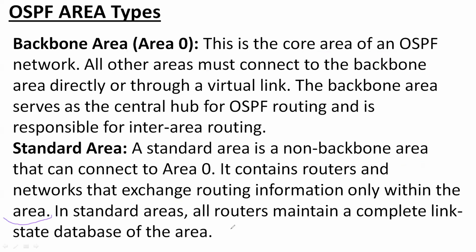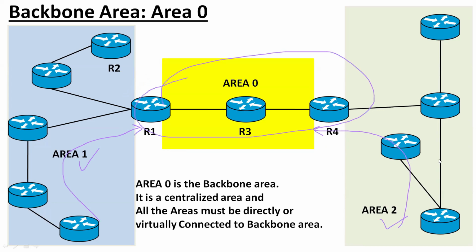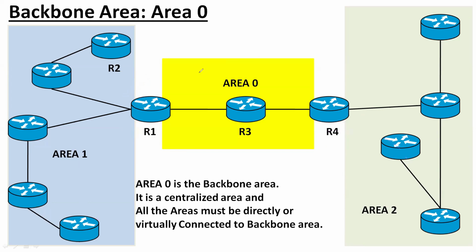In standard areas, all the routers maintain a complete link state database of the area. This is your backbone area 0. The backbone area is called the centralized area. Area 1 and area 2 are directly connected to area 0. It is the rule of OSPF that area 0 must be connected directly or indirectly to all the areas. Virtually, it can be connected. So area 0 is the centralized area, which is why we have connected both of these.